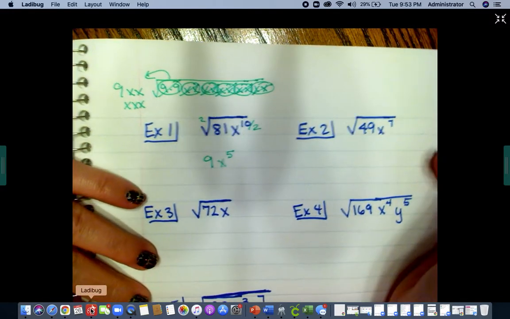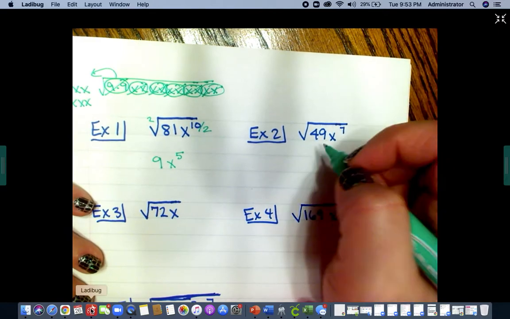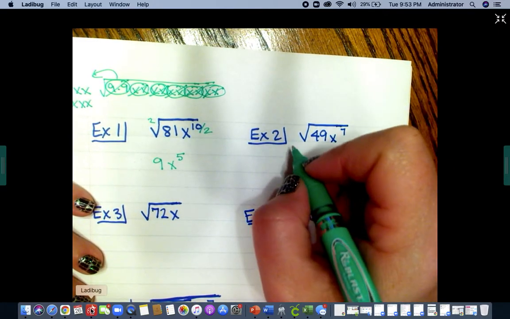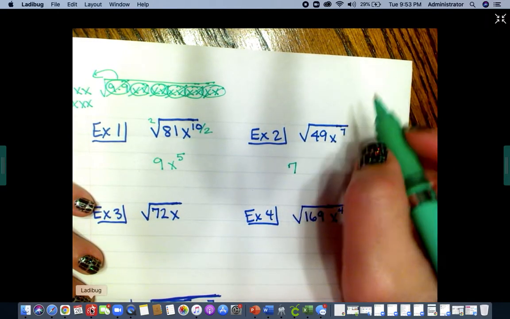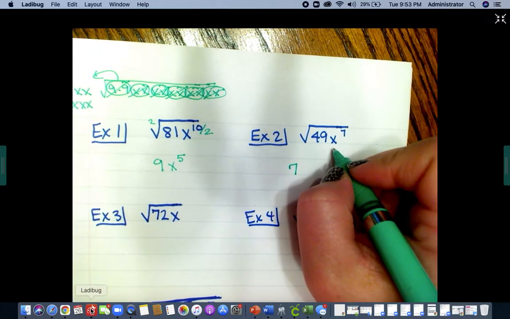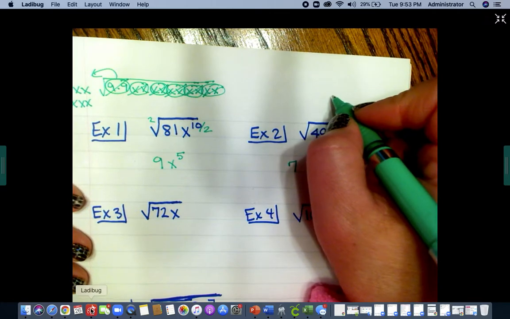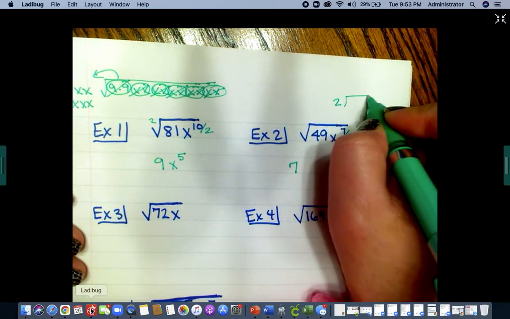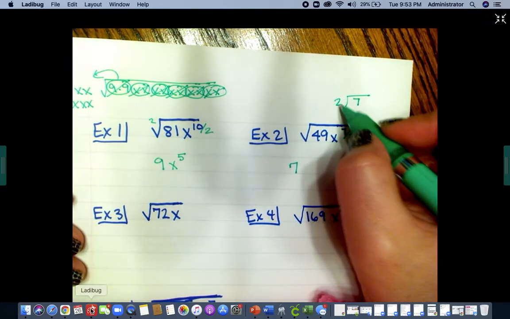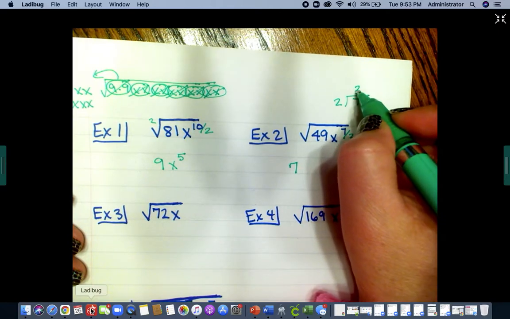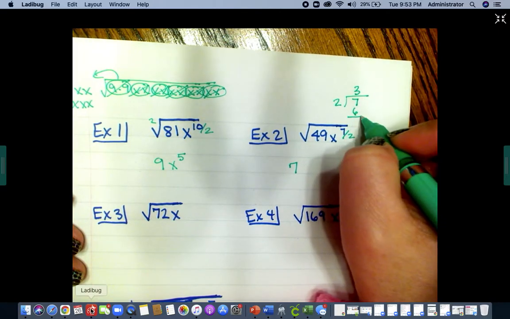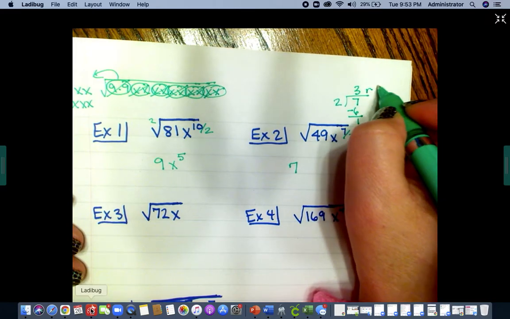All right. This time, when I take the square root of 49, we should know that that is 7. When I either expand it or divide by 2, how many times does 2 go into 7? 2 goes into 7 3 times. 3 times 2 is 6. Subtract, and I have a remainder of 1.